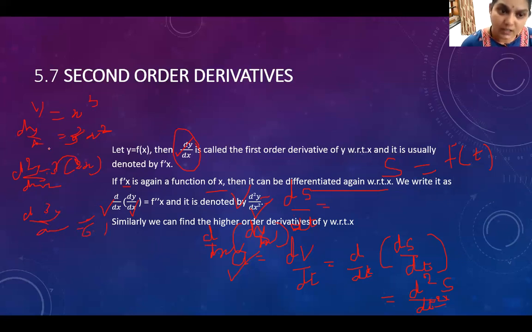In case you want another, that is d raised to 4 y upon dx raised to 4, the fourth order derivative of y with respect to x: 6 is there, and the derivative of 6, a constant, becomes 0 at the fourth order. Okay. Now we shall move on to the examples.